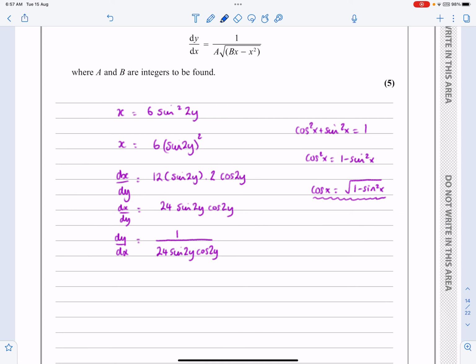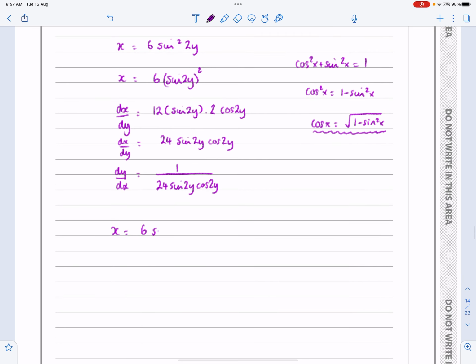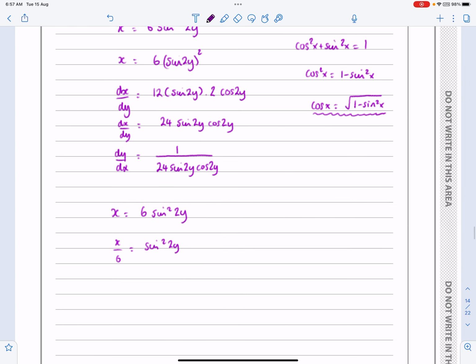Okay, so if I just rewrite it out again, if I've got that x is equal to 6 sine squared 2y, then x over 6 is equal to sine squared 2y. And so sine 2y is just the square root of x over 6. So I've replaced that one.